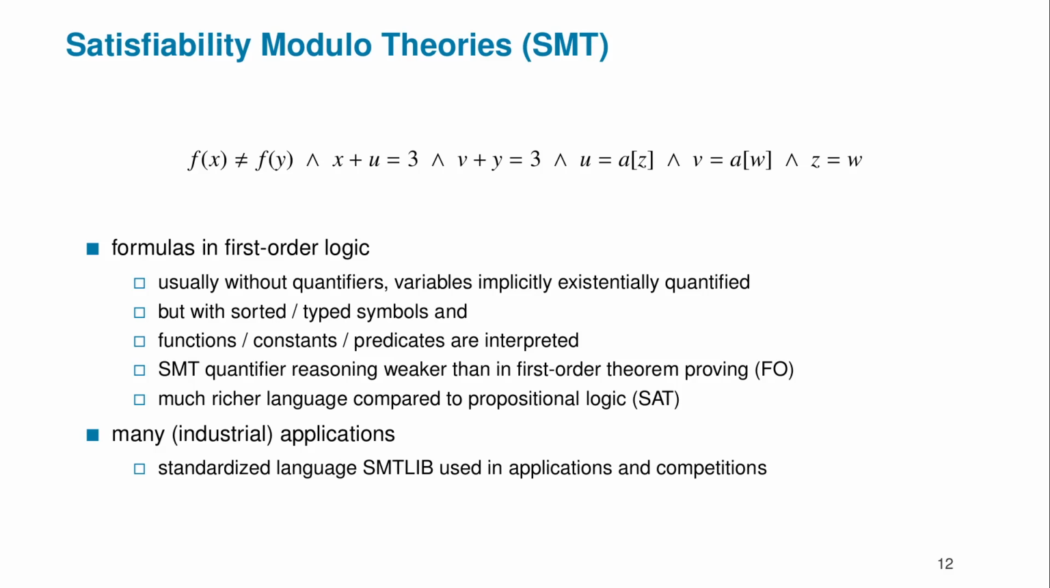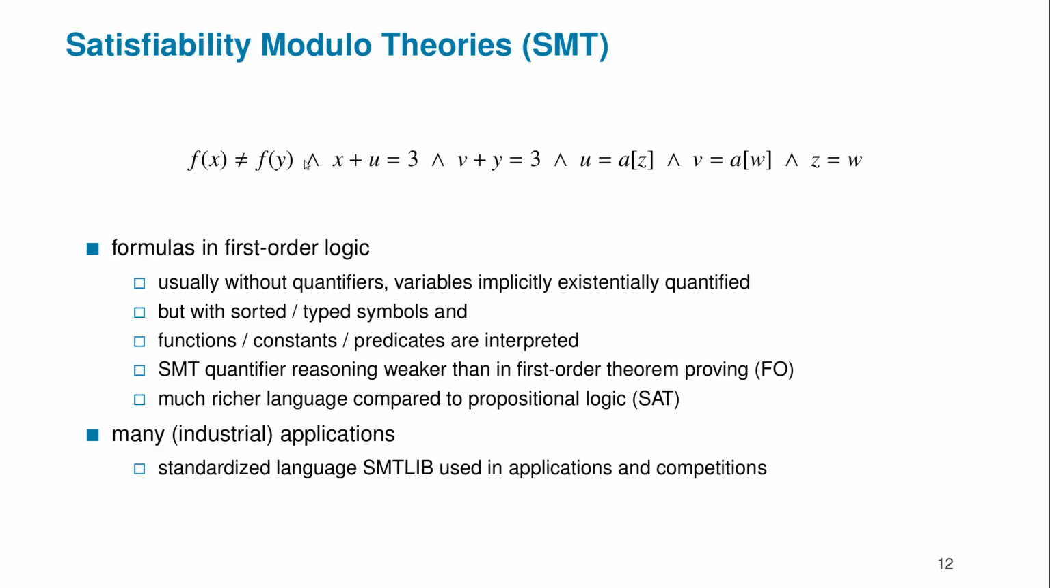Usually there are no quantifiers, and we assume that the variables are implicitly existentially quantified. So what we're going to solve with an SMT solver are decision problems of satisfiability. So we want to know whether there is an assignment to the variables under which the formula evaluates to true. What we also have is that the symbols that we have in our formula are sorted, it means typed. So we know which kind of values can be assigned to x, can be assigned to u, and so on.